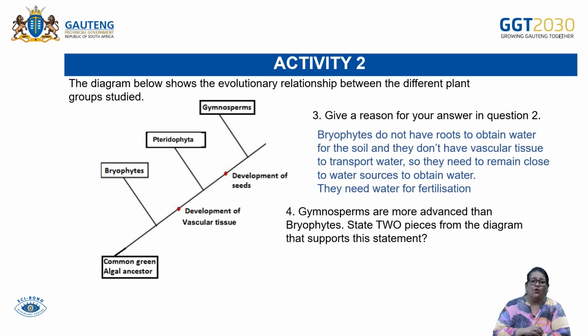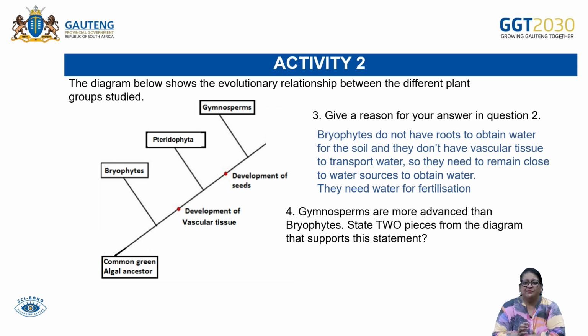So they need water and dampness for fertilization, whereas your gymnosperms don't. Gymnosperms are truly land plants, terrestrial plants, whereas the bryophytes and pteridophytes are not fully suited to just live on land or dry land. It has to have some form of water. Gymnosperms are more advanced than bryophytes. That means your pine trees are more advanced than your moss plants that grow near the bricks.